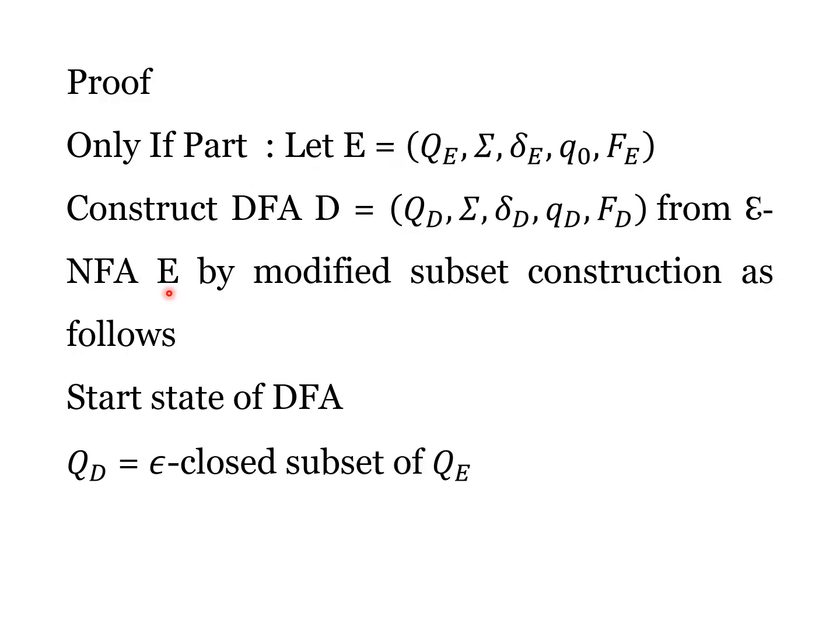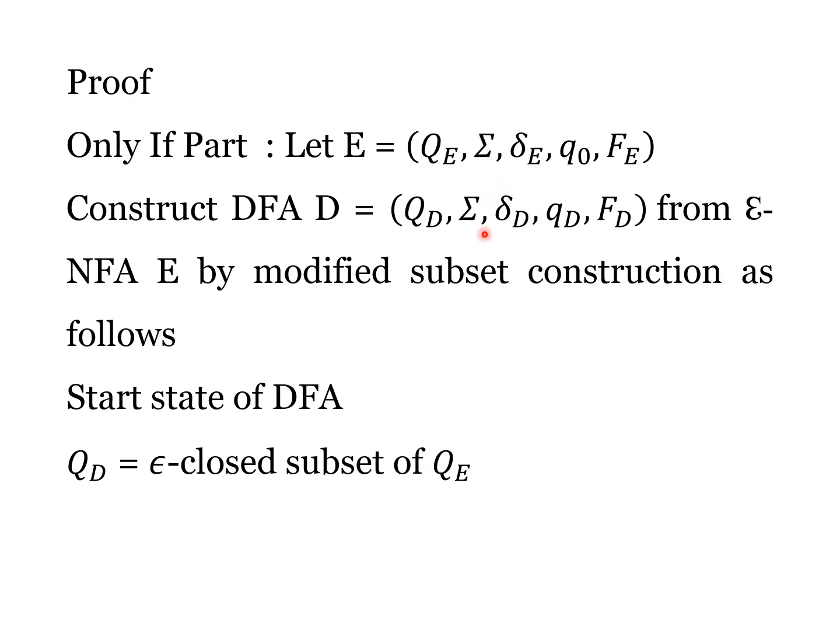So we want to construct the DFA from the epsilon NFA by means of the modified subset construction method. You are given the epsilon NFA, which has 5 tuples: the set of states QE, input symbol, delta E, start state Q0, and set of final states FE. Then you want to find an equivalent DFA, the same 5 tuple, but how are we going to get QD from QE? The input symbol is the same for both epsilon NFA and DFA, so we keep it as sigma in both cases.